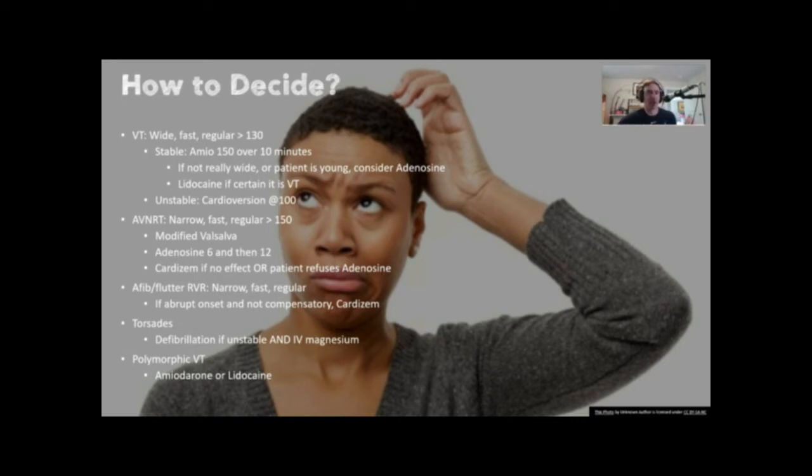If it's narrow, fast, regular, and more than 150, modified Valsalva, adenosine. And then if that doesn't work or the patient doesn't want adenosine, it's cardizem. AFib, flutter, RVR, narrow, fast, and irregular. That should say irregular, not regular. If it is abrupt onset and you suspect it's not compensatory for something else, then cardizem. Torsades, if they're in torsades, it's defibrillation if they're unstable, and IV magnesium. If it's polymorphic VTAC, it is amiodarone or lidocaine.